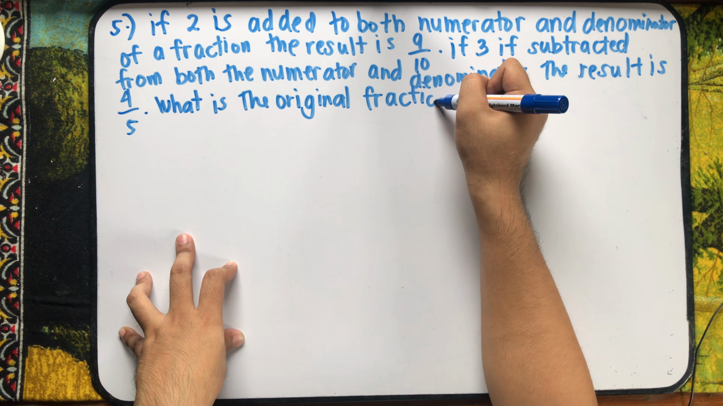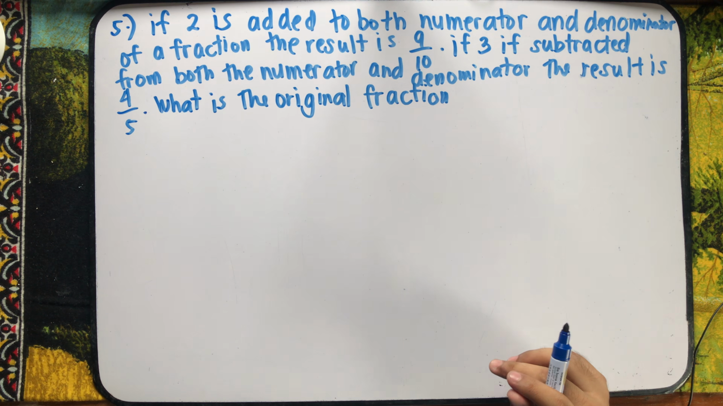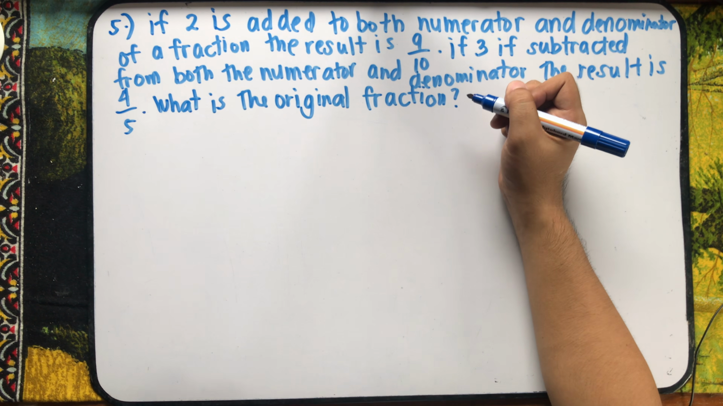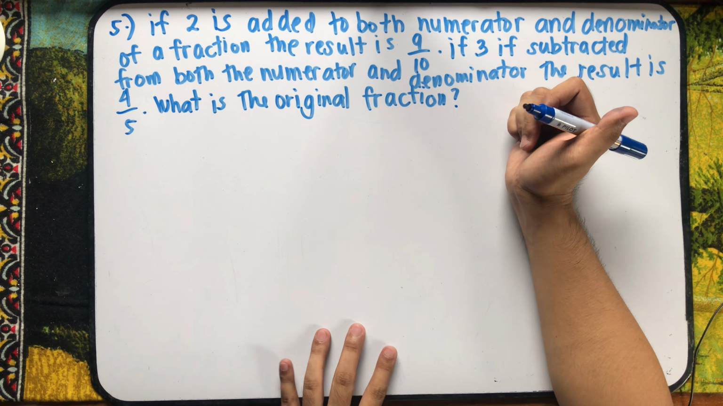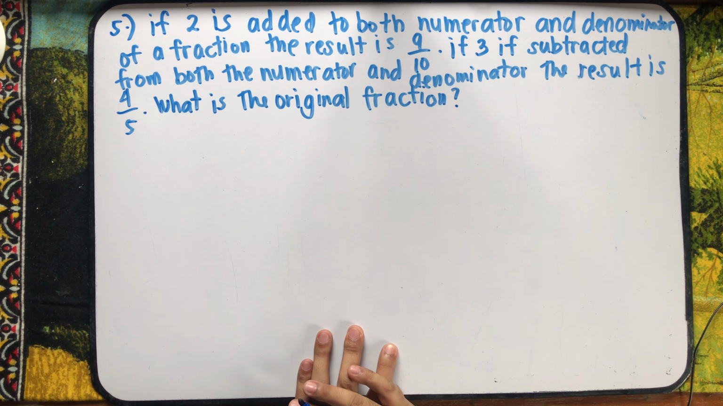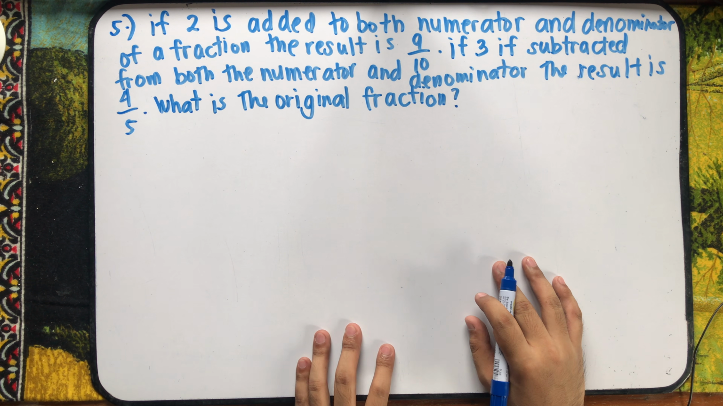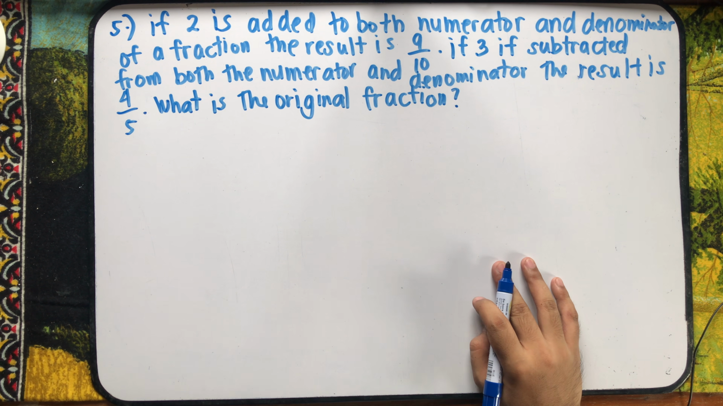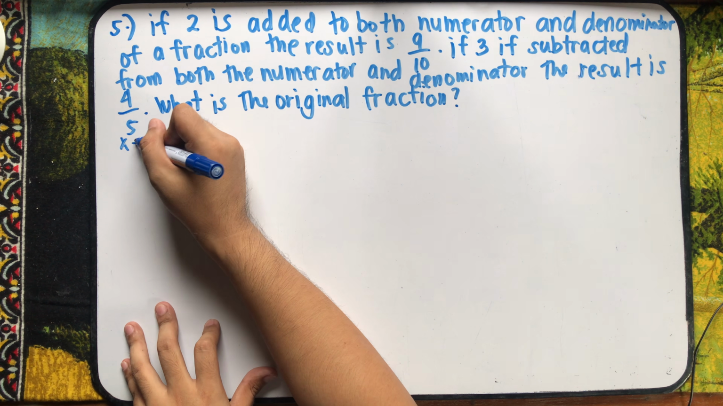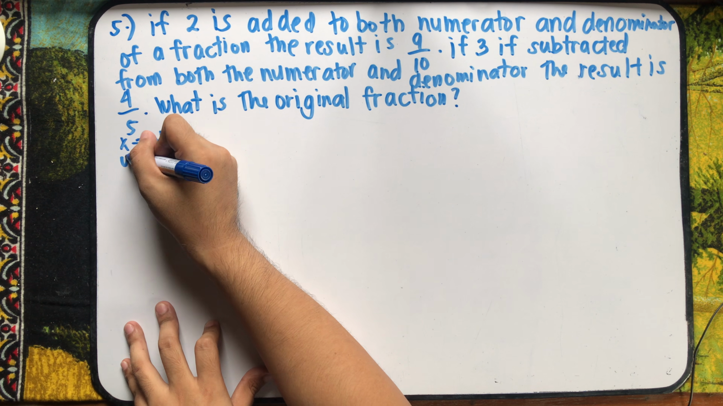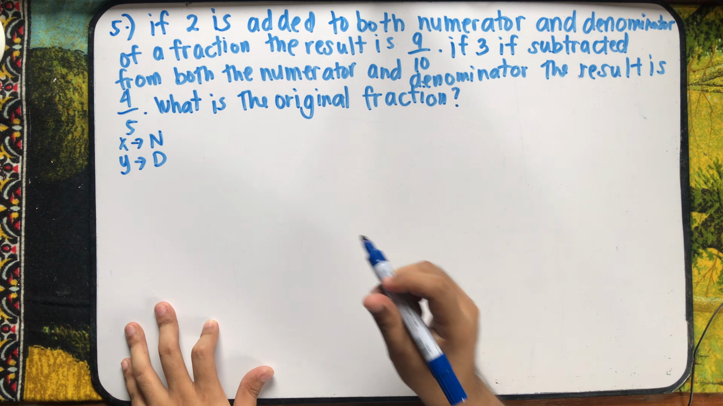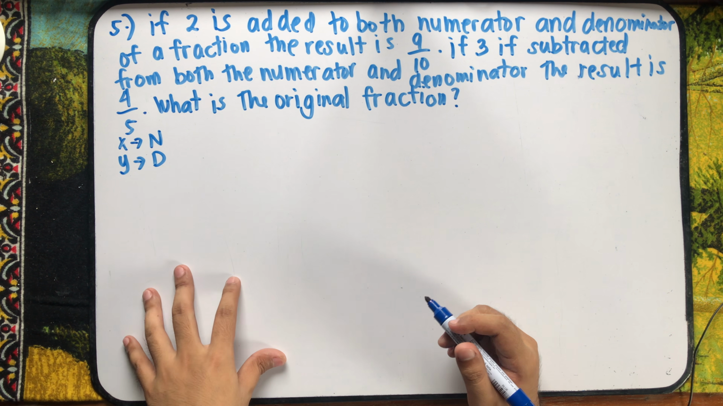Again, if 2 is added to both numerator and the denominator of a fraction, the result is 9/10. If 3 is subtracted from both the numerator and denominator, the result is 4/5. What is the original fraction? So let us now say that x is the numerator and y is the denominator. So let us now write the equation.